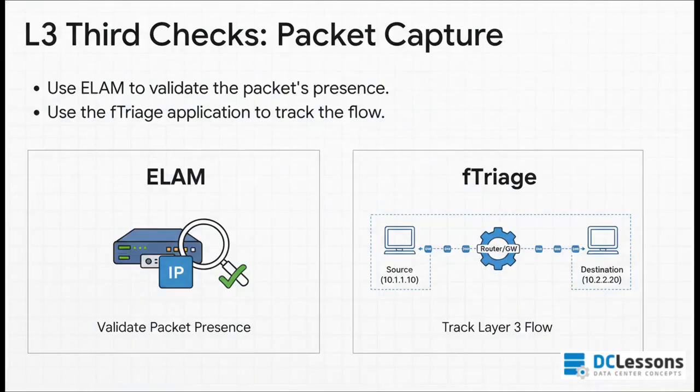And you guessed it, just like with Layer 2, our final deepest level of investigation is packet-level analysis. If all the routing tables and entries look perfect, but traffic just isn't getting through, ELAM and ftriage become our best friends. They're going to tell us definitively if the packet is arriving and exactly what the hardware is deciding to do with it.